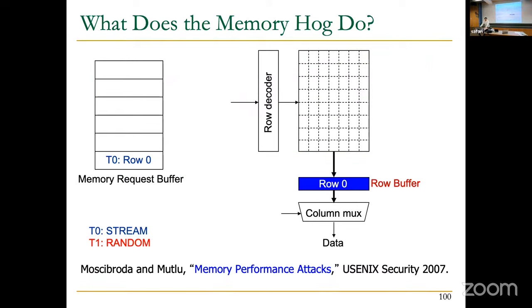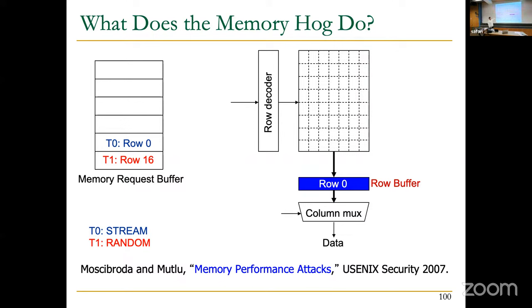And what does the memory hog, or the bully, do? We have, again, a simulation of the memory requests that arrive in the buffer and how the scheduler performs. This is the FRFCFS scheduler, right? It schedules stream's request to row zero. And T1, thread one, the random access thread, also injects a request to row 16. But before that can be serviced, there's another request from T0 to row zero again. It's a different column. Now, what will the controller choose to do?